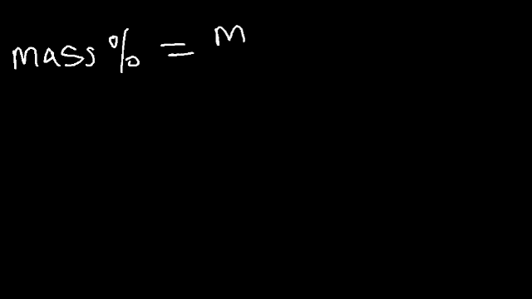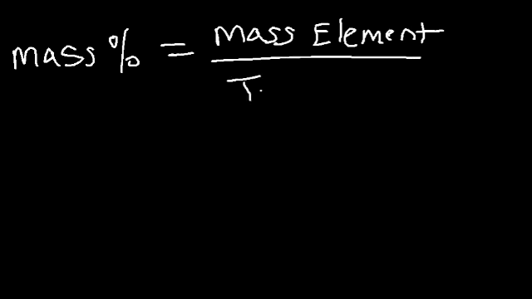Now the next thing we need to talk about is mass percent. If you want to find the mass percent of an element in a compound, it's simply the mass of the element divided by the total mass times 100%.